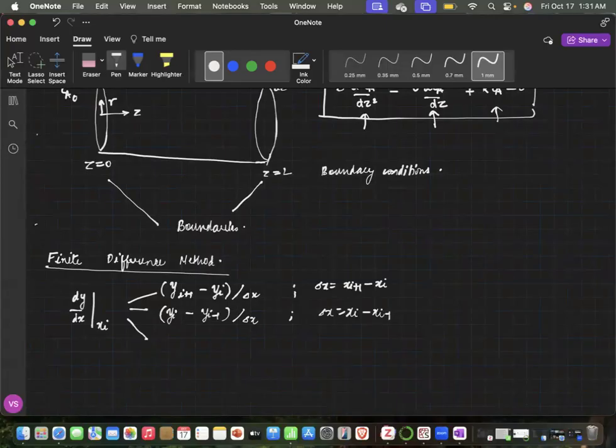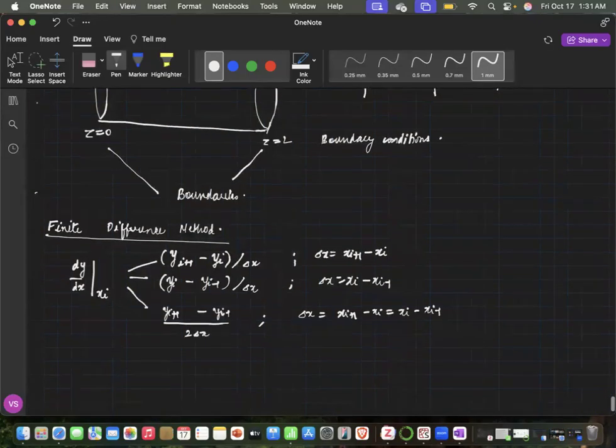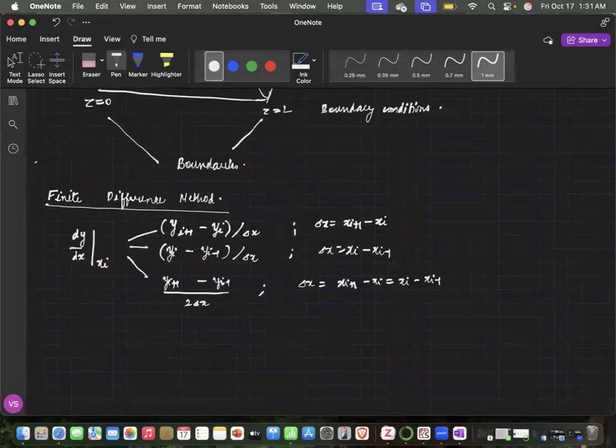And over here, delta x is just x i minus x i minus 1, right? And there is a centered difference method where you use the point ahead and the point behind, right? And over here, delta x is x i plus 1 minus x i, which is also the same as x i minus x i minus 1. So here we assume a constant delta x. These are the three methods that we learned for evaluating a derivative.